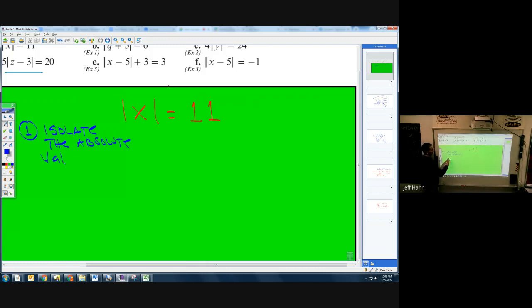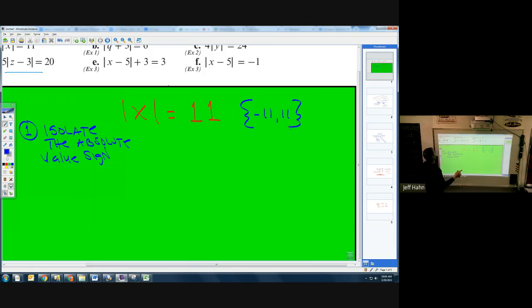I am actually going to write down a different problem, because this one doesn't work well for that. Let's just agree you know the answer to this is negative 11 and 11. By the way, you should put your answers in set notation: negative 11 and 11. Because there are 2 answers, you put them as a set.